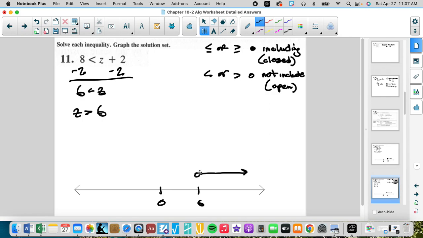Notice 6 has an open circle because I'm not going to include that. If I plug 6 in, 6 plus 2 is not greater than 8. It's actually equal to 8. So 8 is not greater than 8. So that would be false. If we put 7 in there, 7 plus 2 is 9. 9 is greater. So notice all of my solutions are here. These are true values. If you plug this point in, it makes the inequality true.